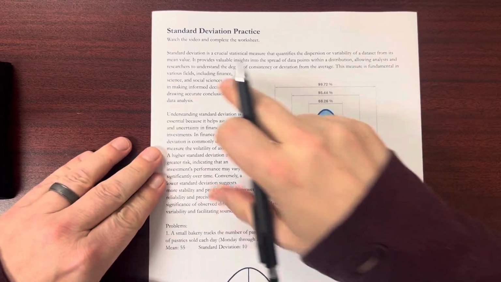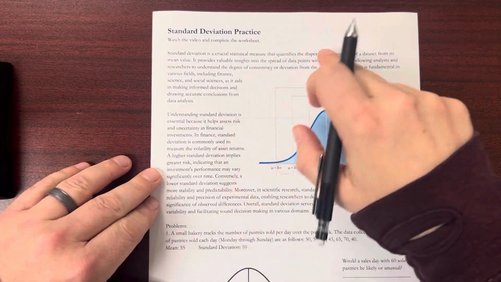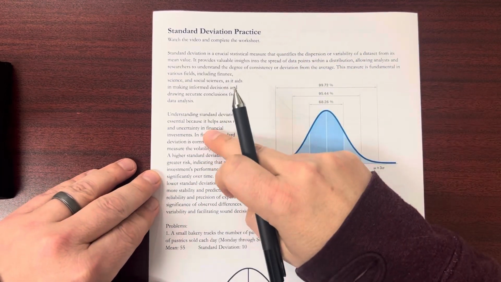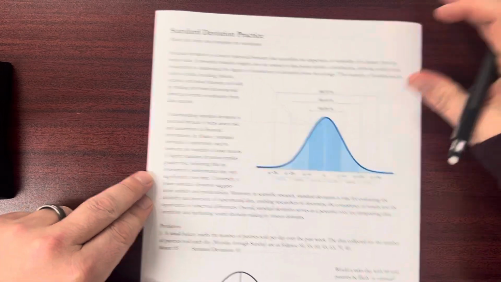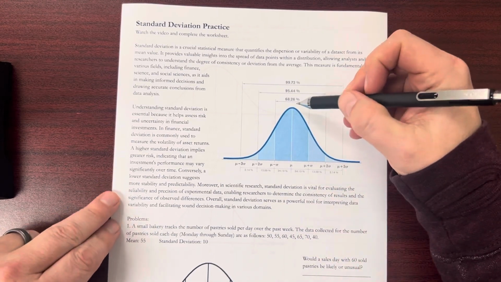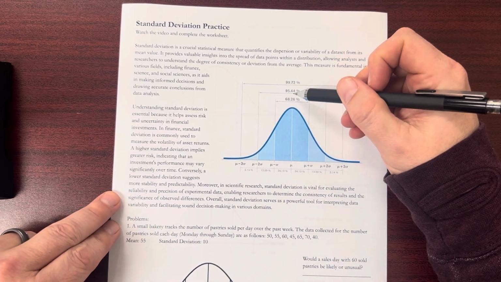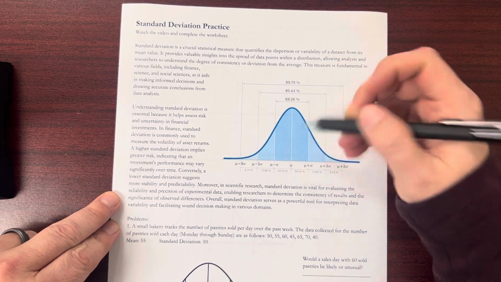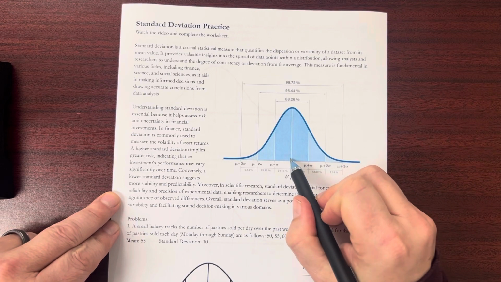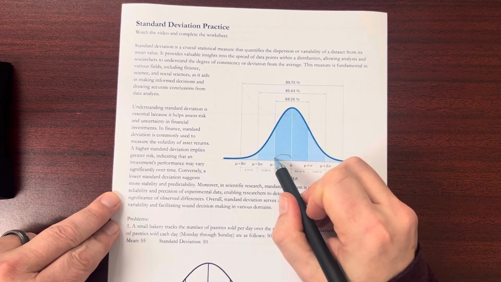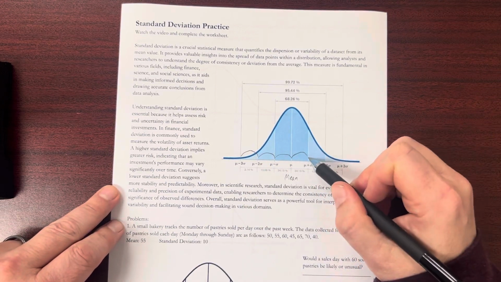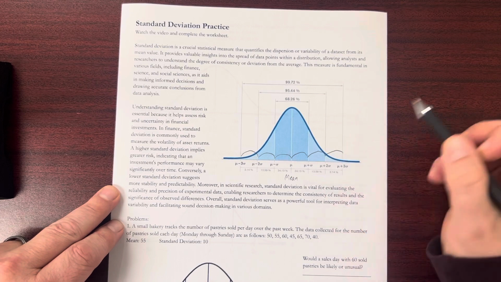Hello, today I'm going to go over the standard deviation practice, and it talks about what standard deviation is and gives some examples of why we use it. But when we talk about standard deviation, we want to start with the mean. So if this is our mean here, there's one standard deviation, two standard deviations, and three standard deviations. And that goes both sides of the mean.